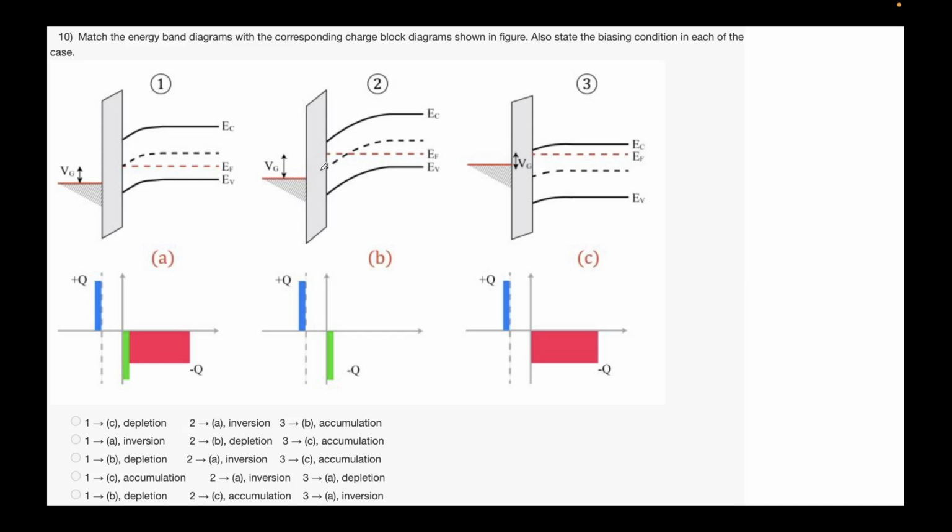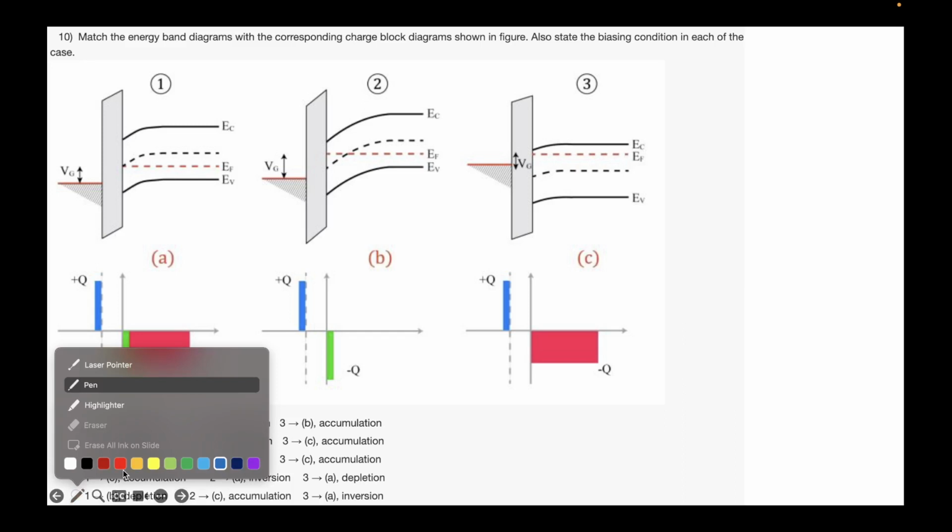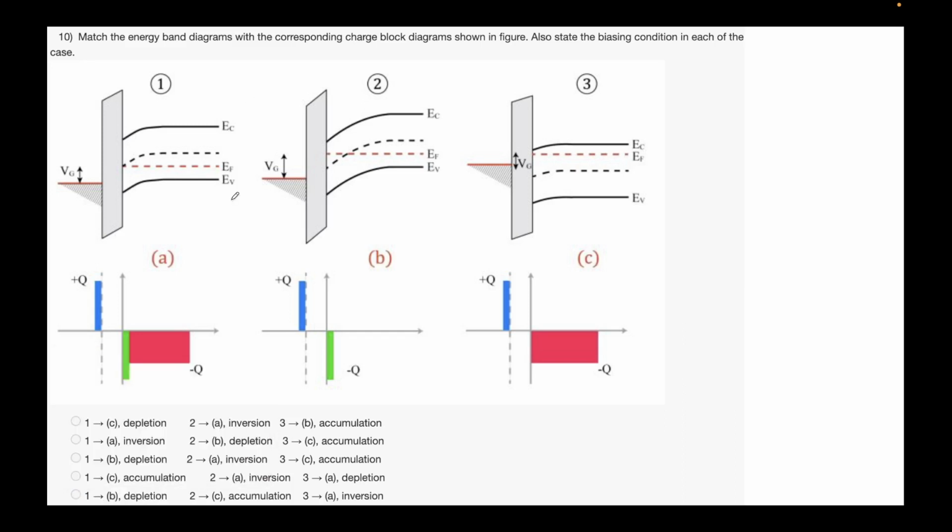Okay, so let's do that. Again, similar style of problems. We have EF closer to EV in the bulk, so we can say this is a p-type material. Let's look at what's happening at the interface. At the interface, you can see clearly EF is equal to EI. When will that happen? This means the holes will be repelled away.